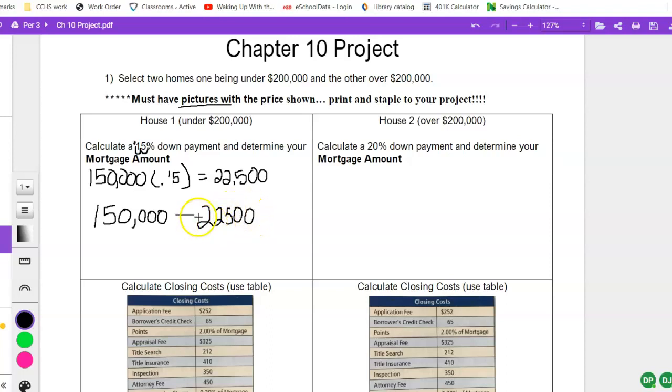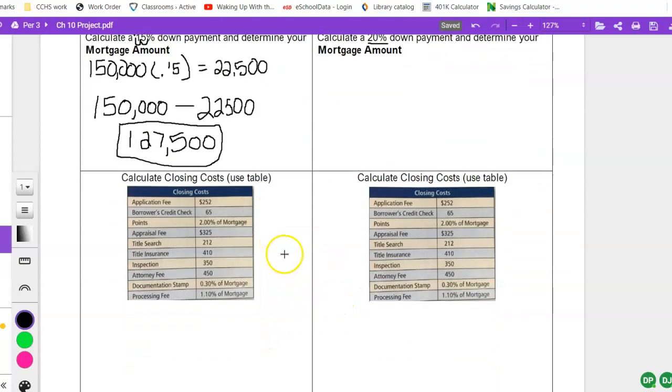Now you would do the same thing over here with house number 2, except the difference is this one is a 20% down payment, just so you're aware. So once I subtract $150,000 minus $22,500, I'm going to get my mortgage amount in this case, which is $127,500. So that is the amount of the loan for right now that I'm going to need to take out. But as you'll see shortly, it's going to change based on how much my closing costs are. And that brings us to the next step.